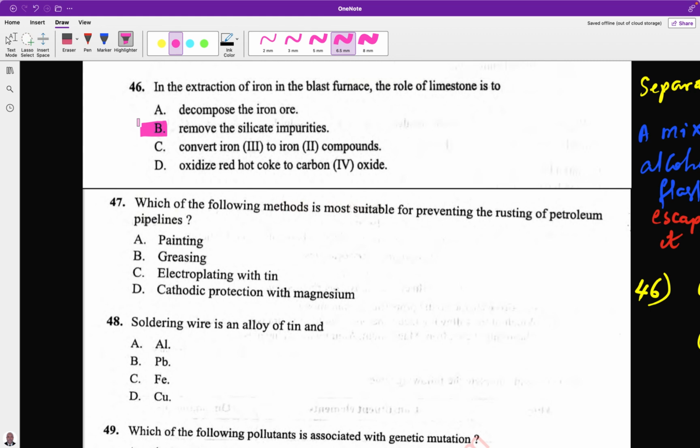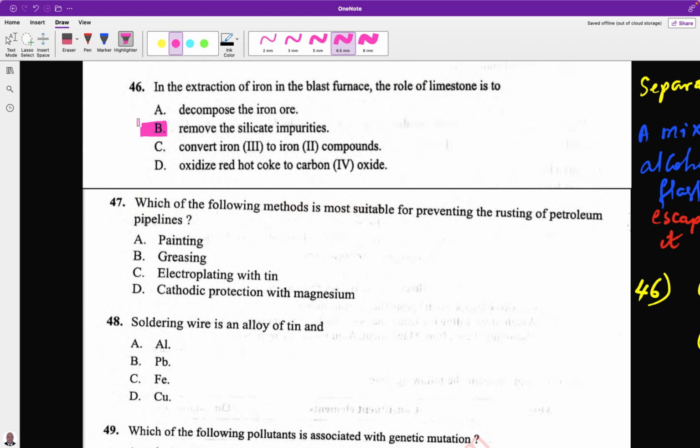B is 46. 46 is B. Now let's go to question number 47. Which of the following methods is most suitable for preventing the rusting of petroleum pipelines?